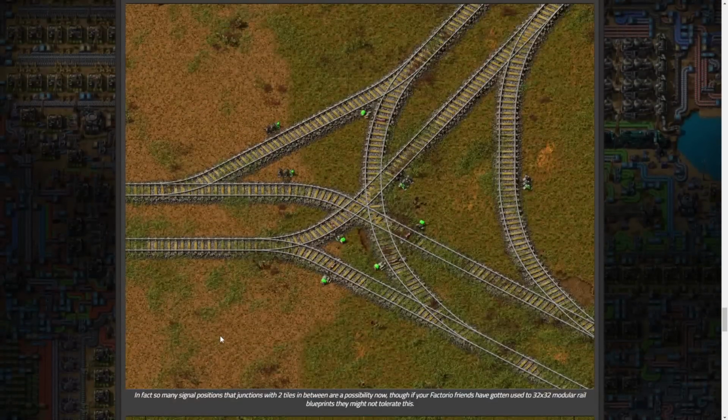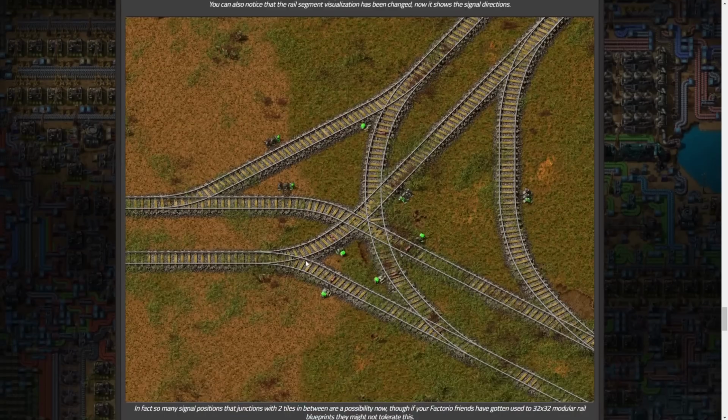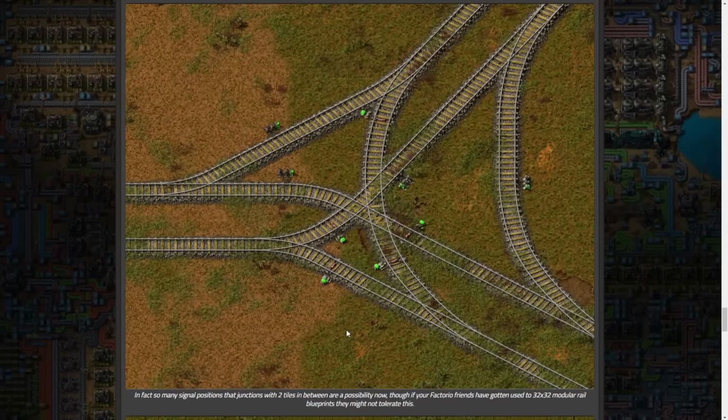And then we come down here, it's in fact so many signal positions that junctions with 2 tiles in between are a possibility now, which is what I was talking about before, where you can have these super close, like this one here, you can have this super close rail and all these curves going in between. You can actually signal it completely and properly.